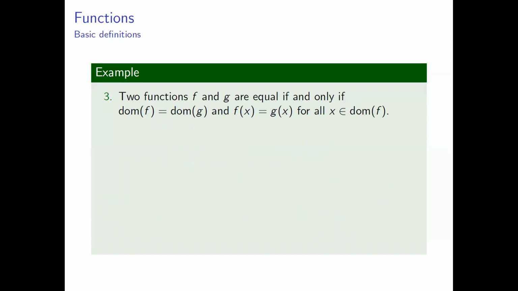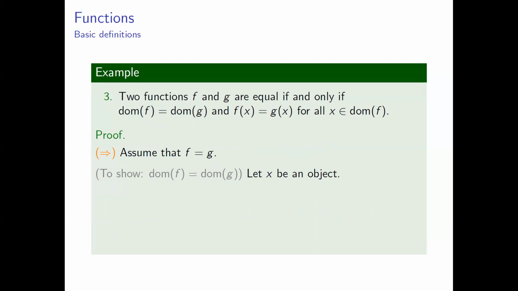Next, we will show that two functions f and g are equal if and only if they have equal domain and the same image for every object in their domain. Assume first that f and g are equal. We will show that the domain of f is equal to the domain of g.